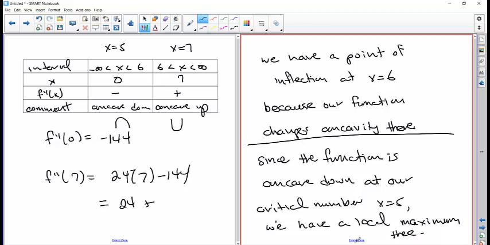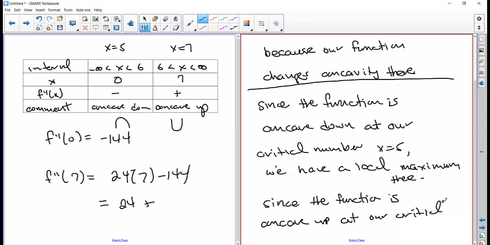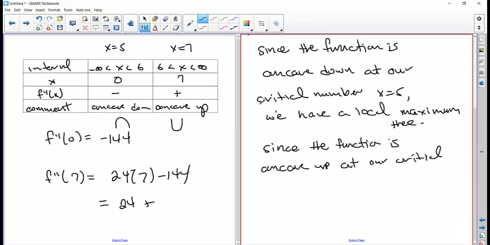And then we could say the same thing for the other one. We could say since the function is concave up at our critical number x equals 7, we have a local minimum there.